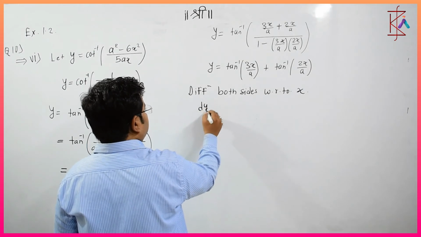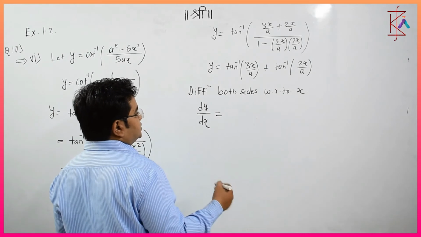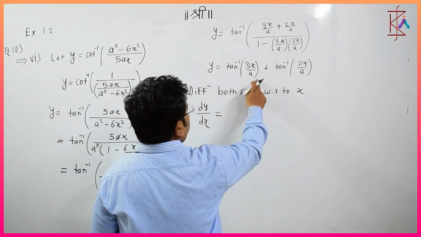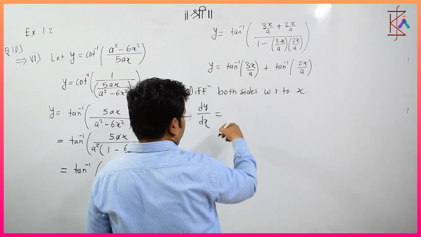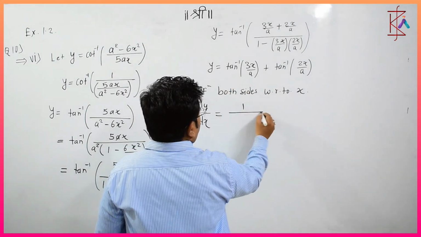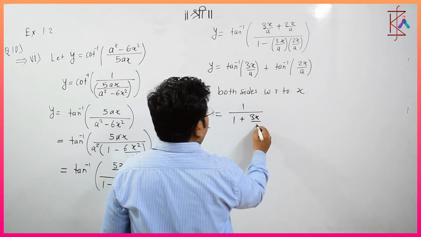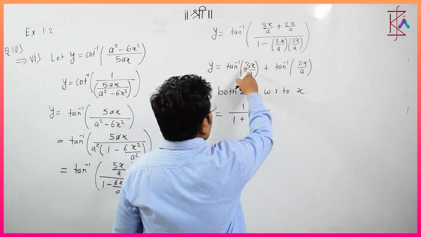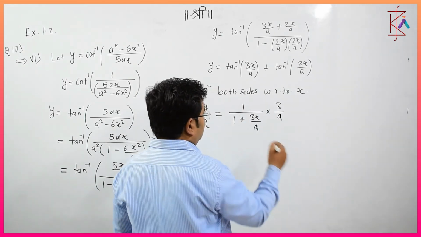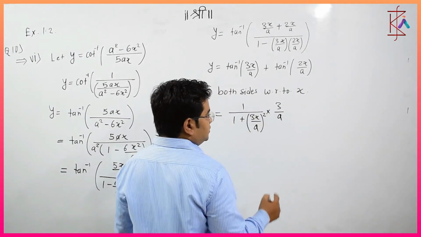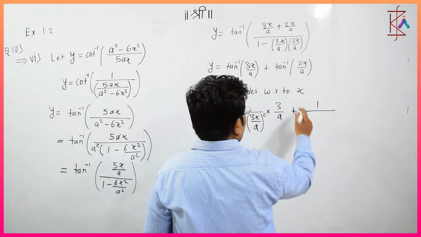So dy upon dx is equal to, I am directly differentiating right now. The derivative of the first term will be 1 upon 1 plus (3x divided by a) whole square, into the derivative of 3x upon a, which is nothing but 3 upon a. Very good. Okay, so we are done up to this.